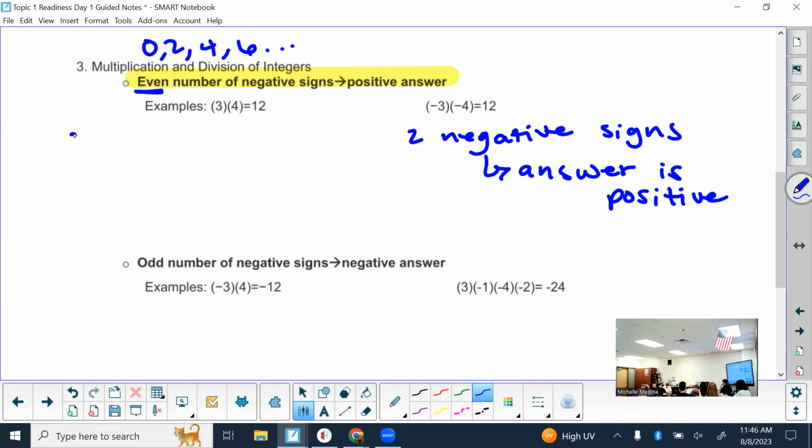Let me also write here too. So 0 negative signs. Answer is positive.